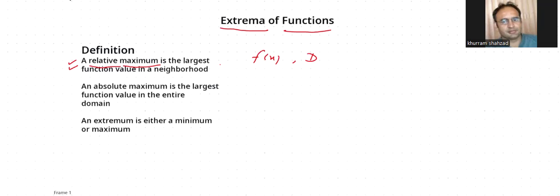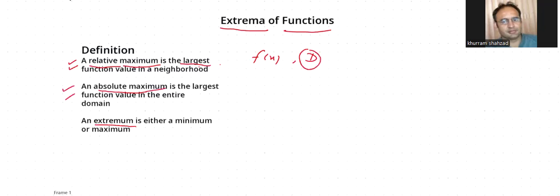You can define relative minimum just like this one. Difference will be here, minimum value. Instead of this largest or maximum, you can write here minimum. So this will be the definition of relative minimum value of the function. But now, if you discuss the entire domain, the maximum value of the function is called absolute maximum value. And in the entire domain, the minimum value of the function is called absolute minimum value of the function. Extremum is the word which is used for either minimum or maximum.